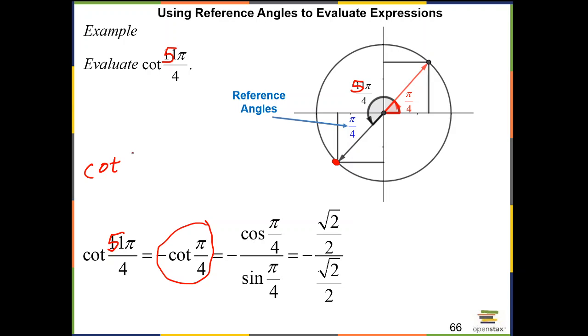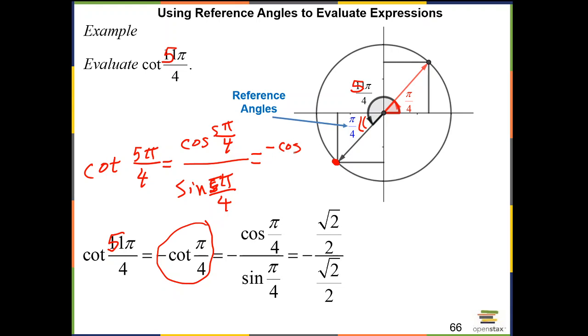So cotangent of 5 pi over 4 is going to be, now the cosines, this is the reference angle, pi over 4, right? 5 pi over 4, this is reference angle. So the cosines are opposites. So this is going to be a cosine of 5 pi over 4, because that's cotangent, over sine of 5 pi over 4, right? Now we know cosine of 5 pi over 4 is negative cosine pi over 4.